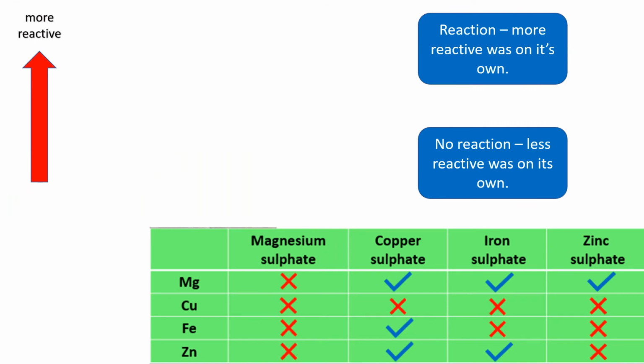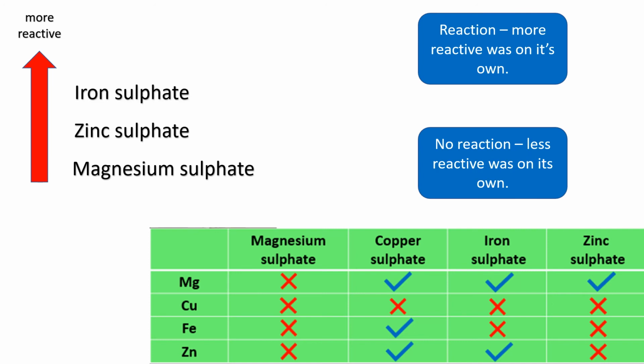Okay, so here are our results, and more often than not, we're going to be asked to use these results in order to put these metals in order for reactivity. If you want to have a go at that yourself, pause the video. If you don't want to do that, just keep going. So the most common mistake I see is somebody looking at these results going, oh, magnesium sulfate, loads of crosses, no reactions, that must be the most unreactive. And then zinc sulfate's got 3 crosses, iron sulfate's got 2 crosses, and copper sulfate's only got 1 cross. Right, well, that must be the order of reactivity.